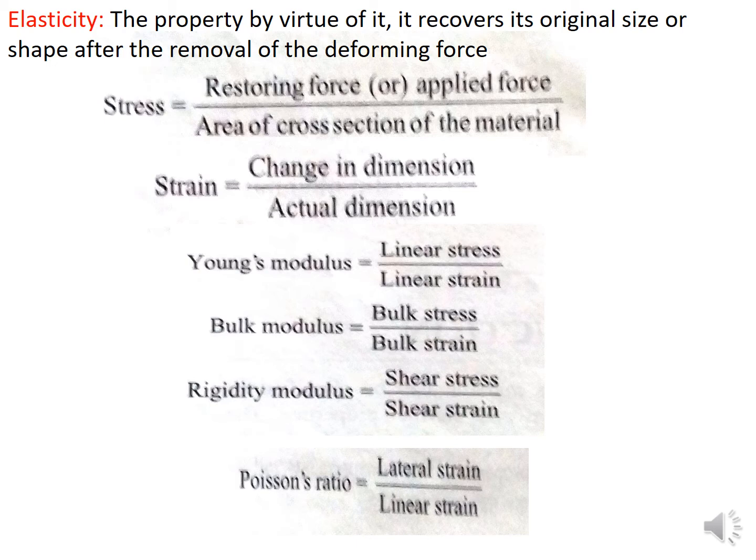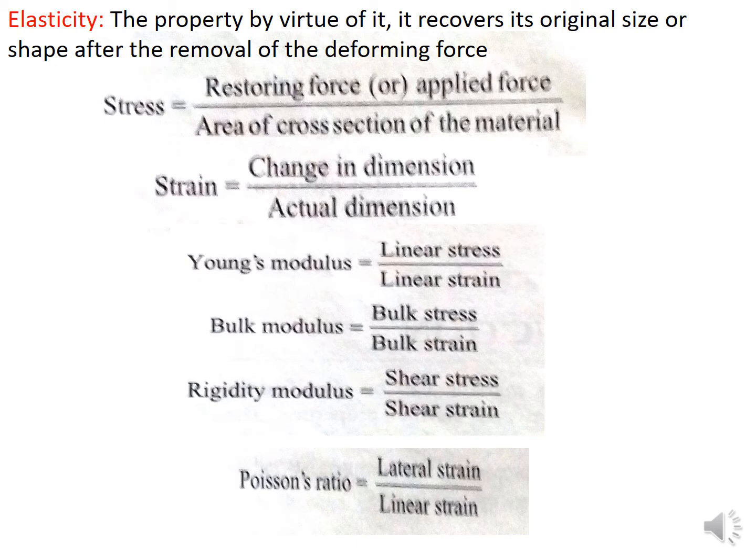And the ratio of stress to strain is called the elastic modulus. And we have three elastic moduli, namely Young's modulus, which is the ratio of linear stress to linear strain. Bulk modulus is the ratio of bulk stress to bulk strain. And rigidity modulus is shear stress to shear strain. And stress has the unit Newton per meter square, and strain has no unit. For that reason, all elastic moduli have the unit Newton per meter square.